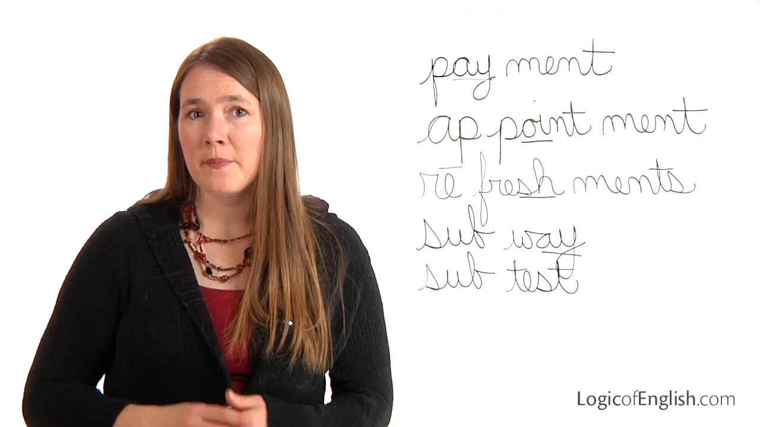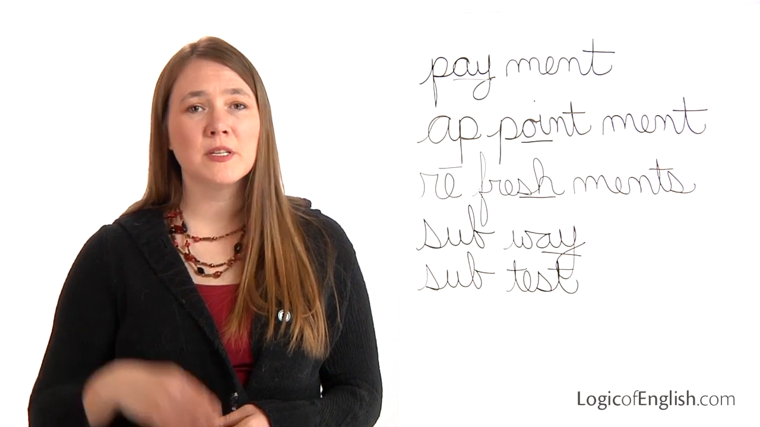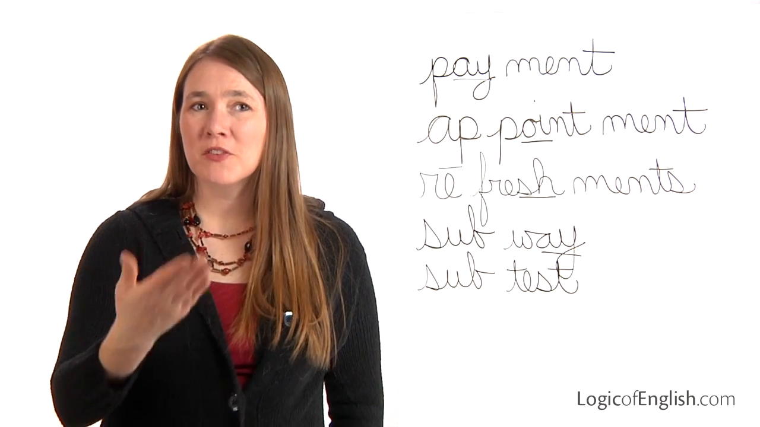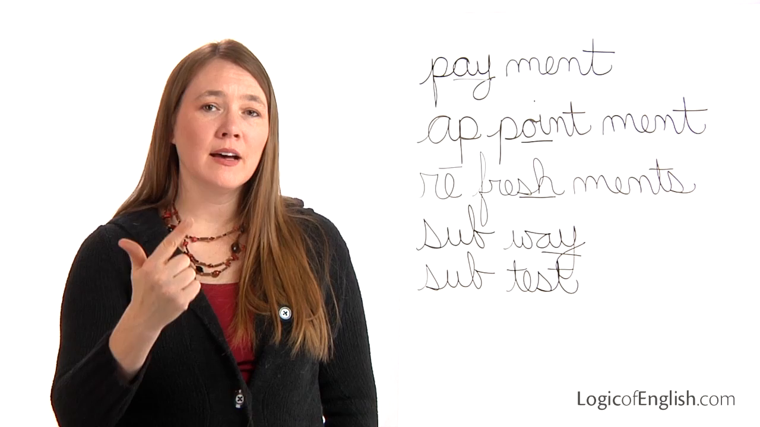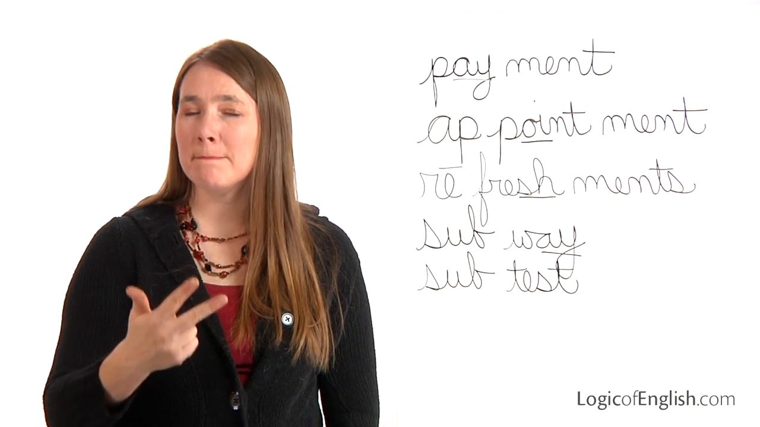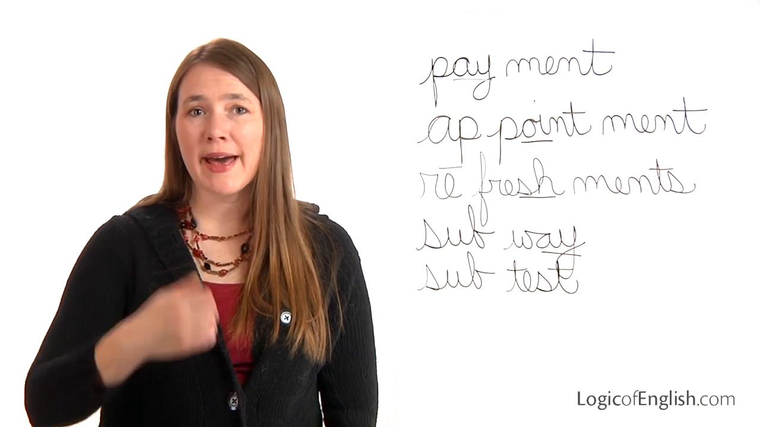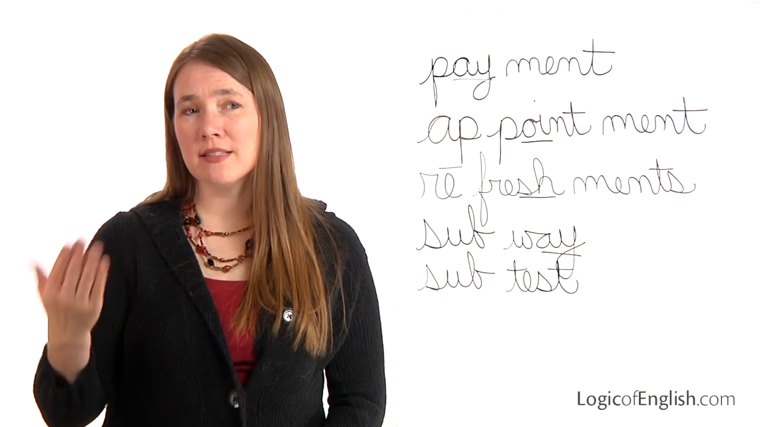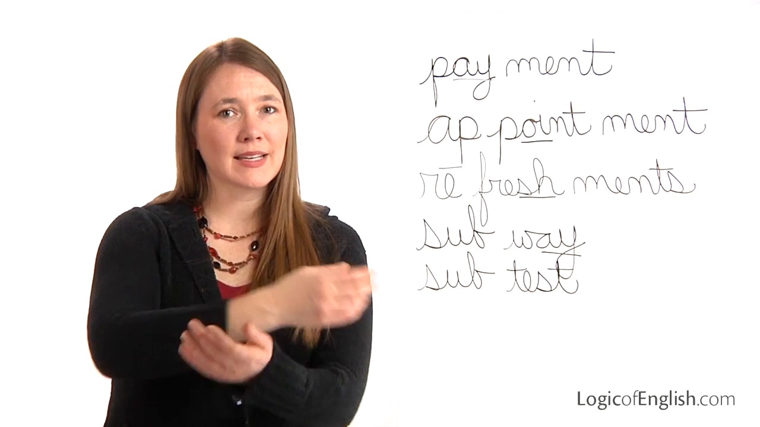The last word is subcompact. Dad bought a subcompact car. How many syllables in subcompact? 3. The first syllable is sub, s, a, b. The second syllable is com, k, a, m. And the third syllable is packed, p, a, k, t. Go ahead and write subcompact.